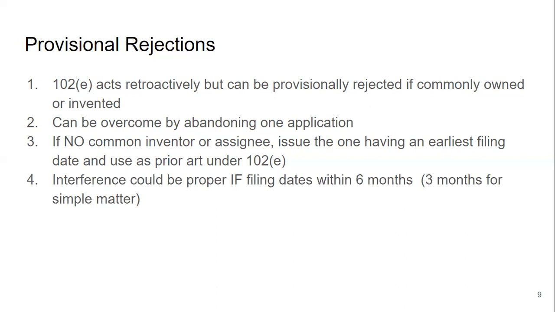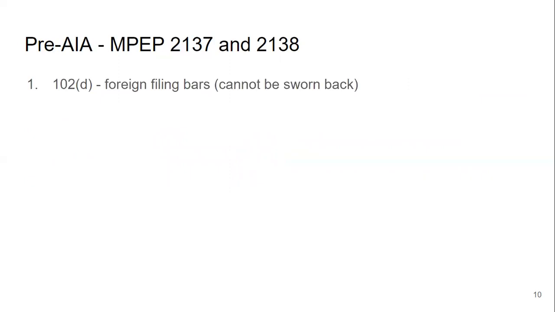So then the interference, that can be proper if the filing dates are within 6 months, or 3 months for a simple matter. And just a reminder, interference does not occur post-AIA. So post-AIA, it's all derivation, no more interference. So then further for pre-AIA, and this is covered more in depth in 2137 and 2138.